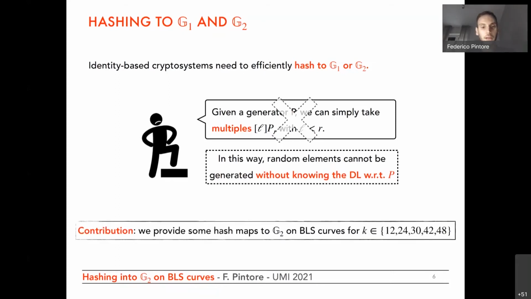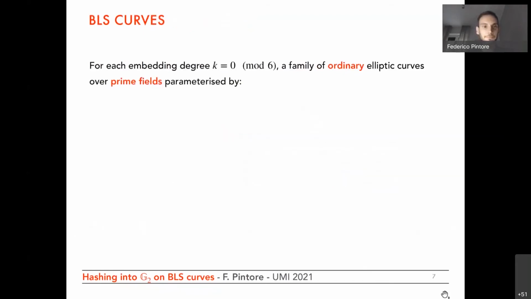And in our work, we provided some efficient hash maps to G2 on BLS curves having embedding degree in a set of 5 elements. So we consider the embedding degree equal to 12, 24, 30, 42, and 48. I don't have enough time to give many details about these hash maps, but I just want to say a few words about one specific case, the case for k equal to 48.